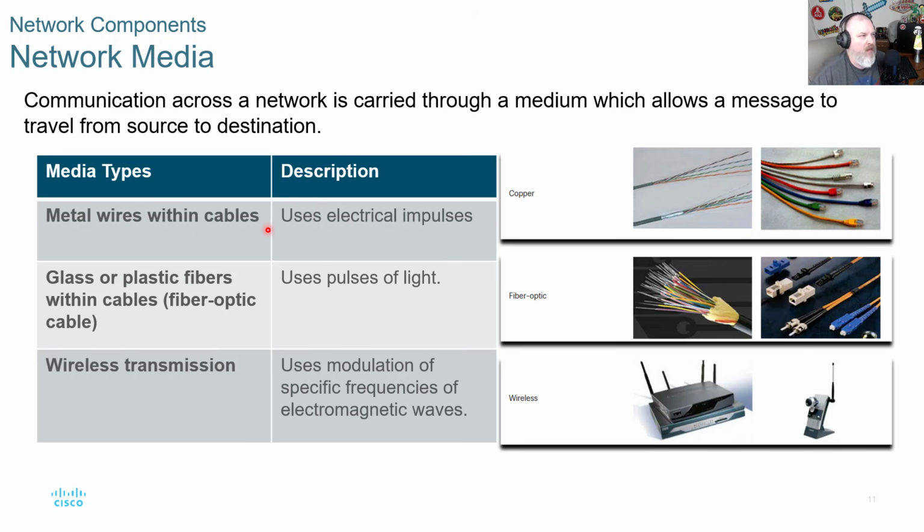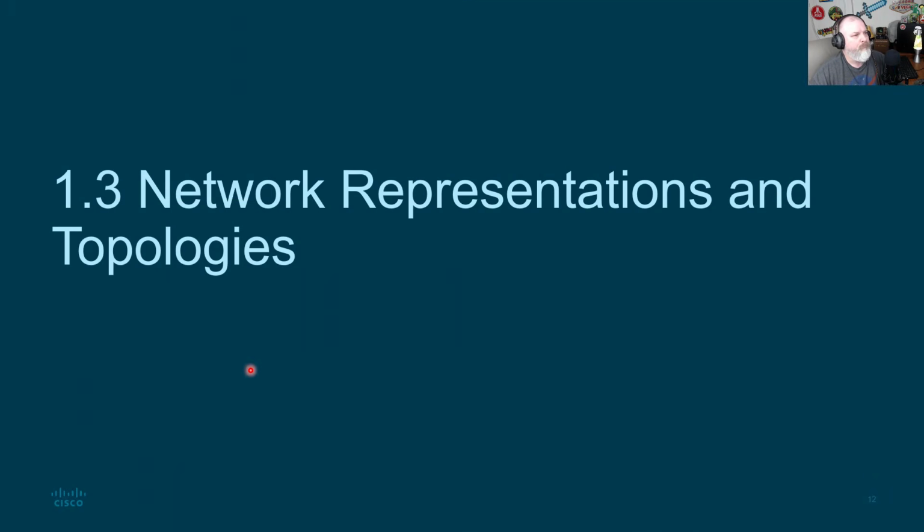That can be metal wires with cables, usually copper. Those use electrical impulses. You have glass or fiber optics, or you've probably heard the term fiber optic cable before. Those use pulses of light. And then you have wireless transmissions. Those are things like Wi-Fi and Bluetooth, and those use some type of wireless. They don't have an actual physical connection. They're connected through radio waves, or you can send them through laser. There's all kinds of different wireless that you can use.